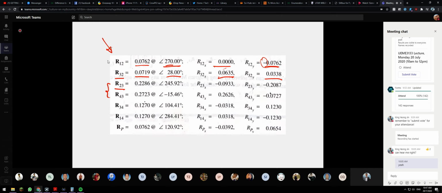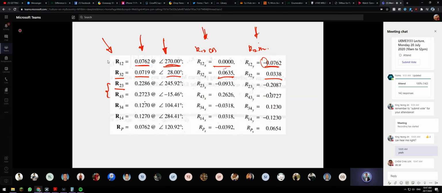Don't think that because I post this, it seems to be so easy. I just plug in the values and then find R12 cos, R12 sine. The hidden difficulty is over here. It's not this one. All right. So you must define this correctly. Then only you can find this easily.